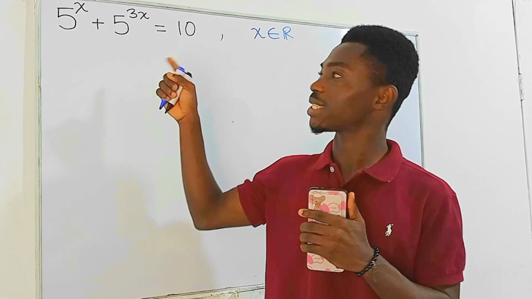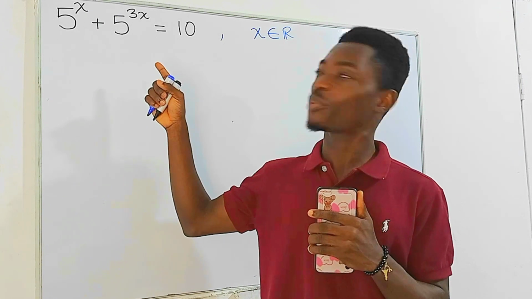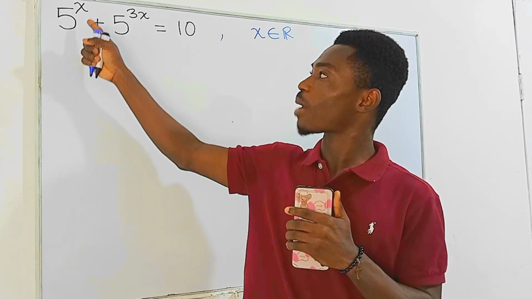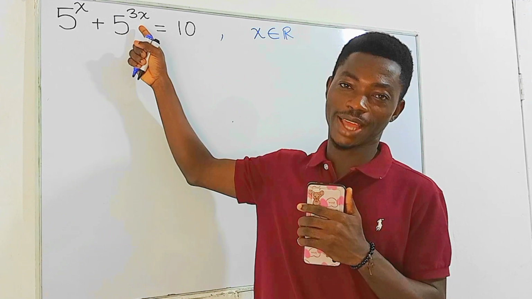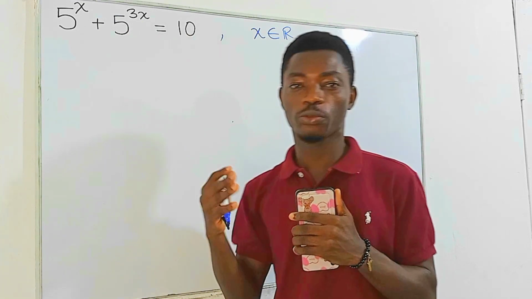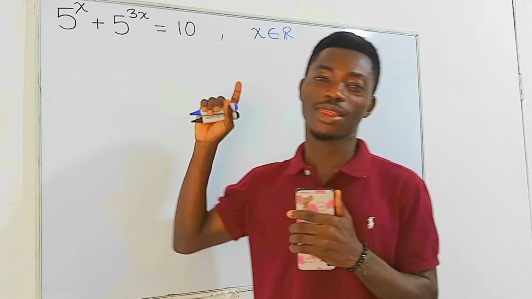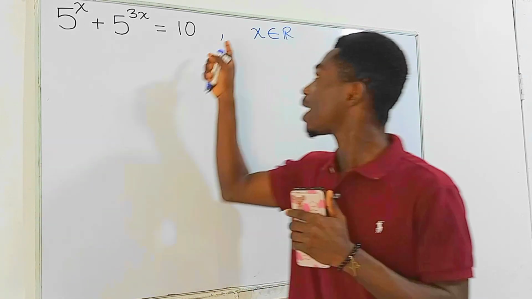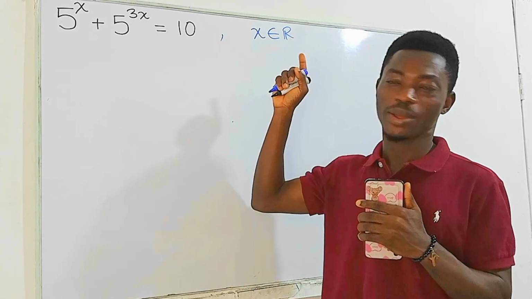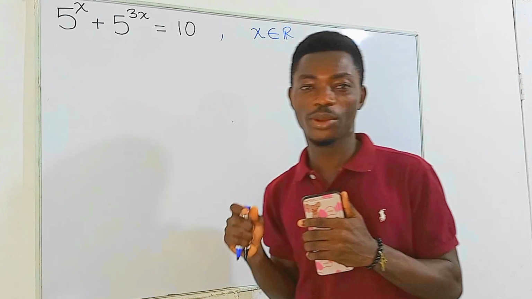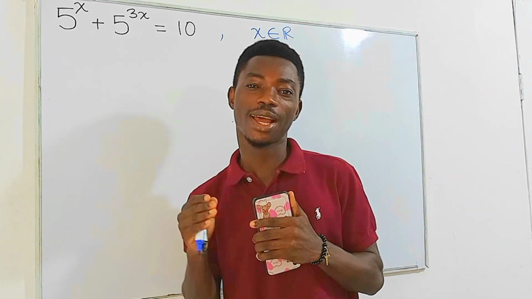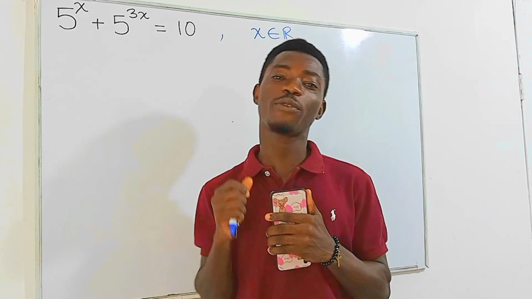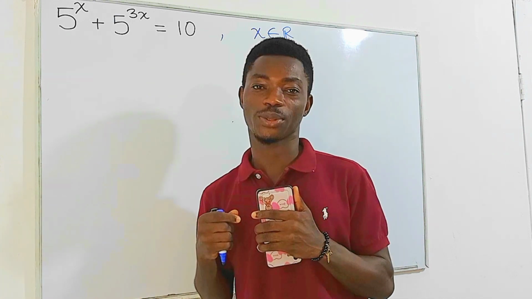Today we have this exponential equation right here. Pretty interesting question. 5 to the power x plus 5 to the power 3x is equal to 10. And we want to figure out the value of x that will satisfy this equation, but x is a real number. Before we tackle the question, pause the video, give it a try first, and if you are done, you can come back to the video. Without further ado, let's get right into it.